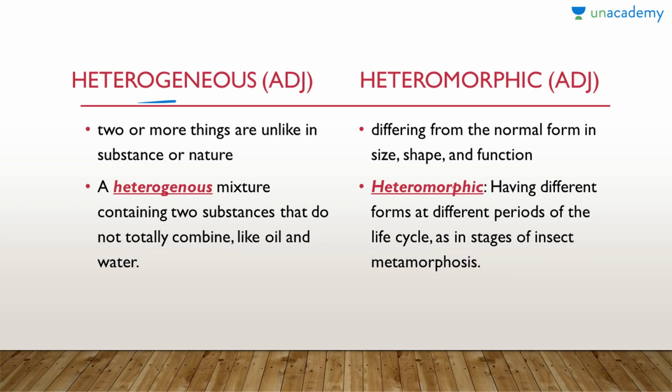First word, heterogeneous is an adjective, which means 2 or more things are unlike in substance or nature. In a sentence, it'll read, a heterogeneous mixture containing 2 substances that do not totally combine like oil and water. Heteromorphic is an adjective which means differing from the normal form in size, shape and function. So in a sentence it will read heteromorphic, having different forms at different periods of the life cycle, as in stages of insect metamorphosis.